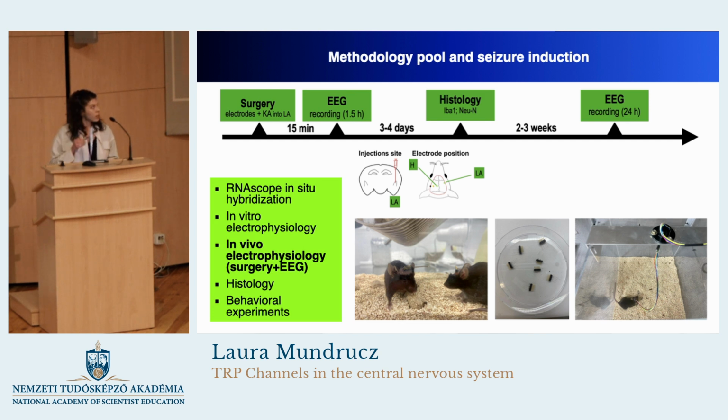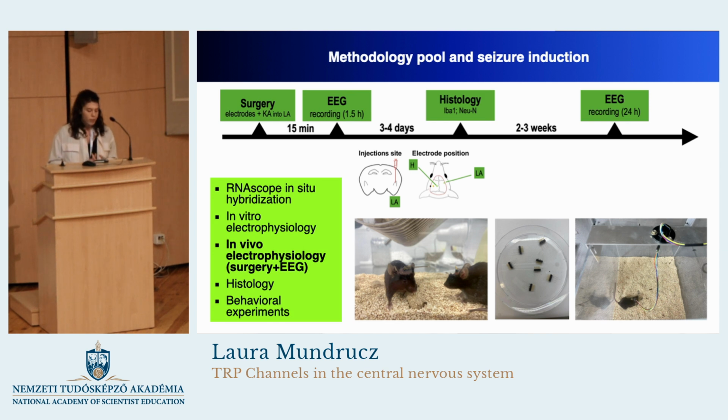And during this surgery, you can also apply different compounds depending on what you need, antagonist, agonist, whatever. And importantly, you can also apply kainic acid, which is a crucial point, because that is how we induce seizures in the animals. As the animals come out of anesthesia, they undergo a 1.5-hour EEG recording. That is to detect immediate seizures, the so-called status epilepticus.